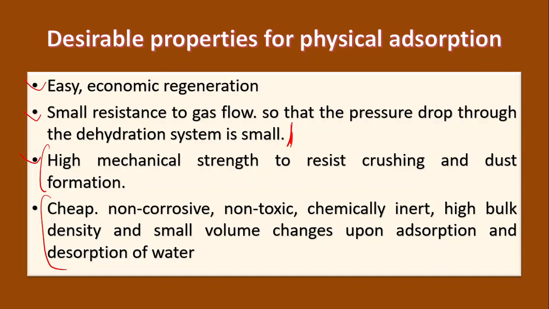So this is all about the desirable properties and the basic information regarding the adsorption process.